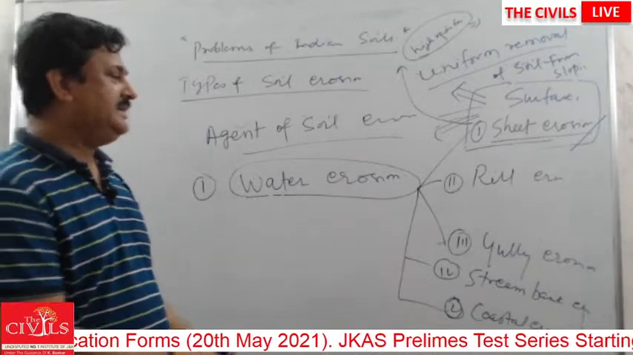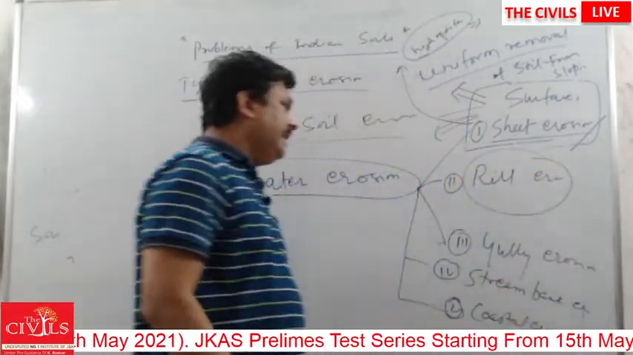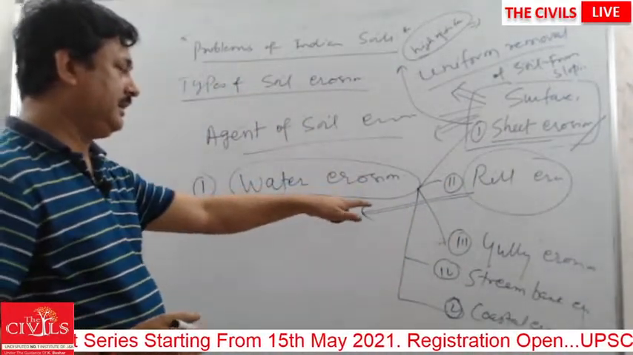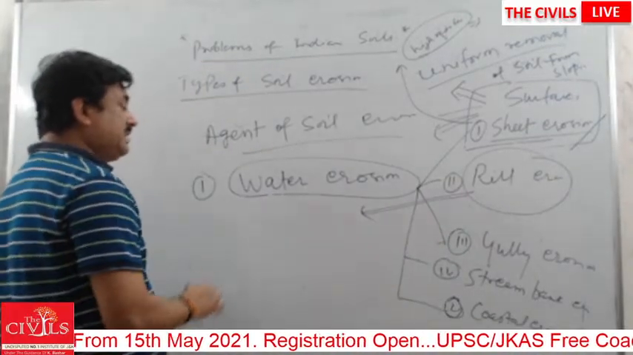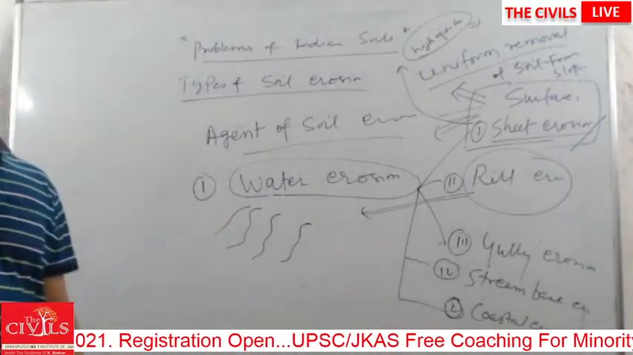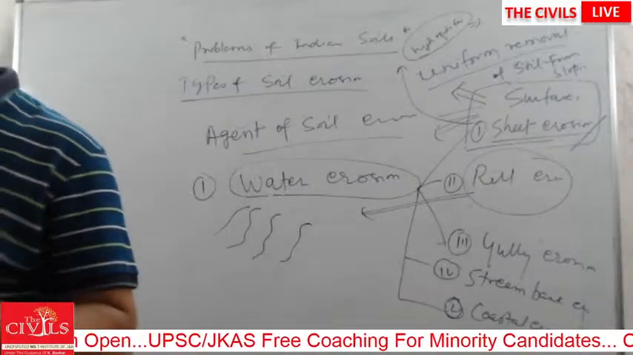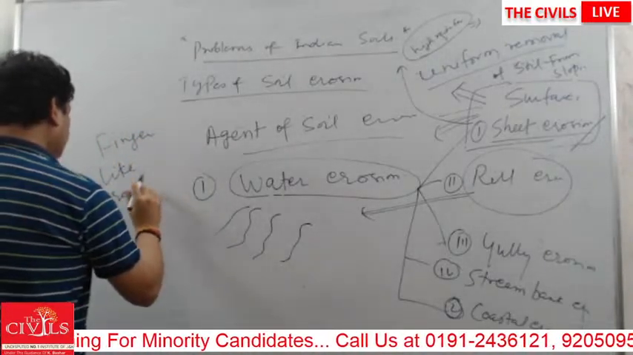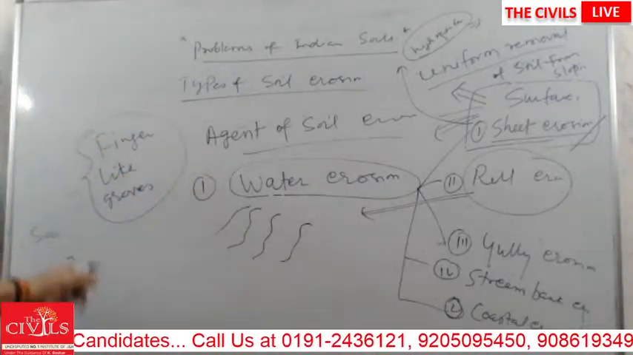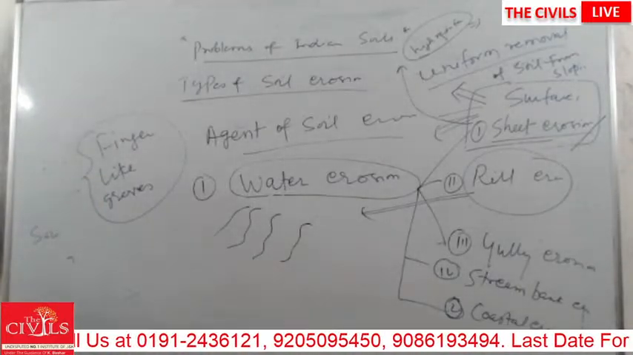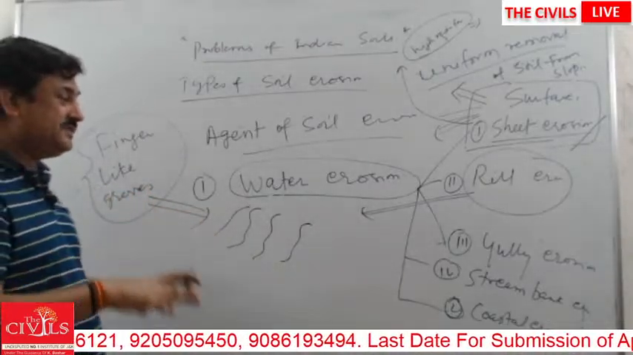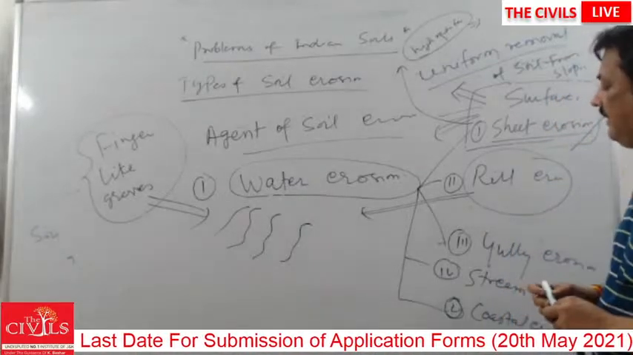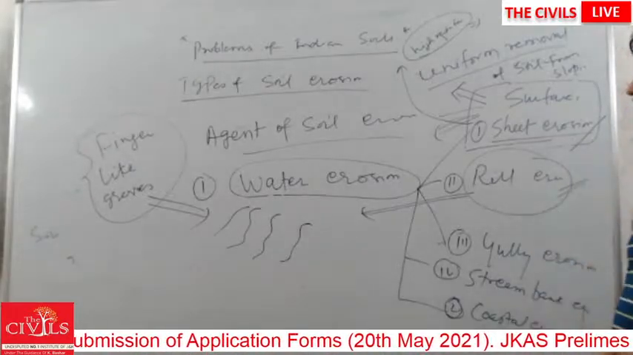Slowly the fine particle soil is removed from its place. Now second is rill erosion. Rill erosion takes place in areas related to high rainfall, and in this erosion finger-like projections, finger-like grooves, are developed over soil in a large area. When finger-like grooves are developed because of soil erosion due to the action of running water, especially during heavy rainfall, such erosion is called rill erosion.